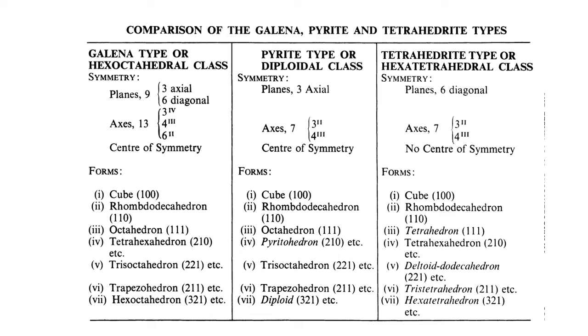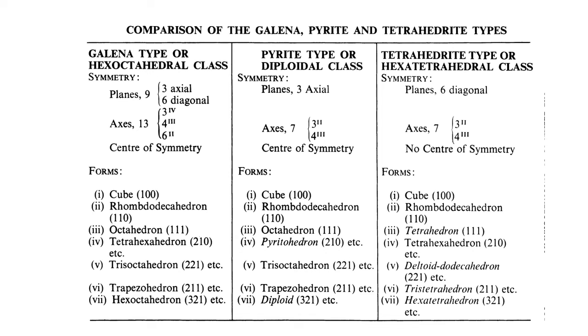So in plane of symmetry we have 3 axial planes. In axis of symmetry we have 3 two-fold symmetry axes and 4 three-fold symmetry axes, and one center of symmetry. In this class, again we have cube, rhombic dodecahedron, octahedron, pyritohedron, trisoctahedron, trapezohedron, and diploid, etc.